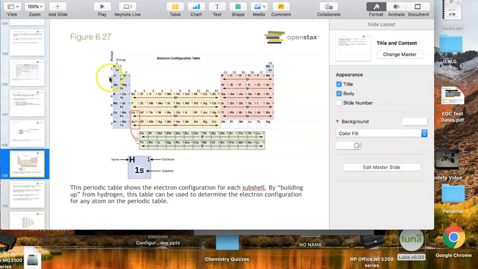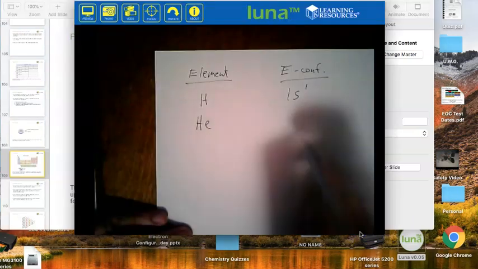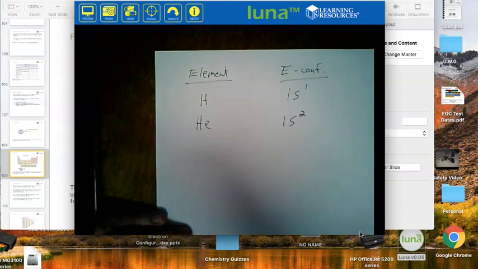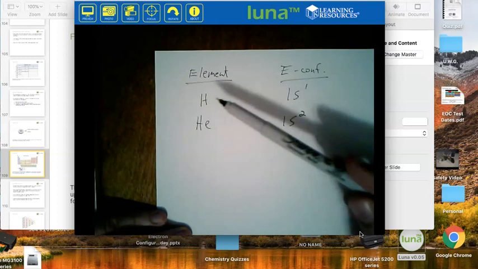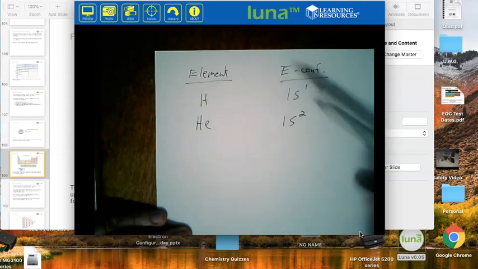For helium, how do I figure out its electron configuration? Well, if I look at my periodic table, it's going to be 1s, and then there are going to be 2 electrons. The first electron is going to be in the same spot as hydrogen's, and the second electron is going to be the second electron in the 1s orbital. So electron configuration for helium is 1s2. There are 2 electrons, because helium has 2 electrons. Hydrogen, there's only 1.